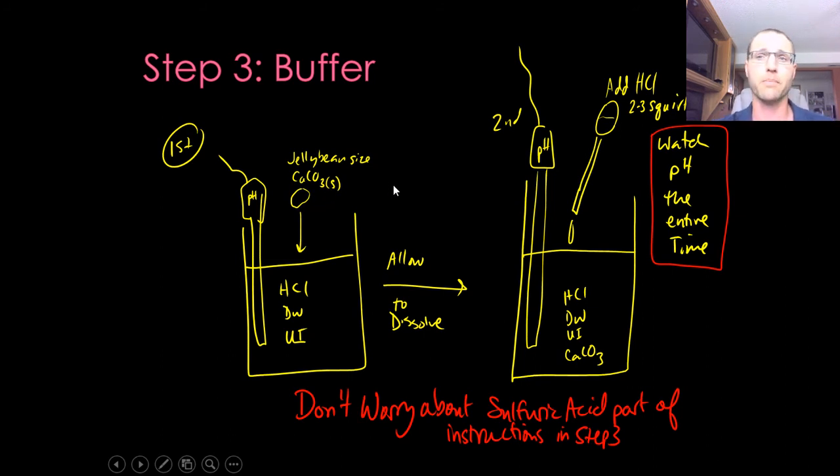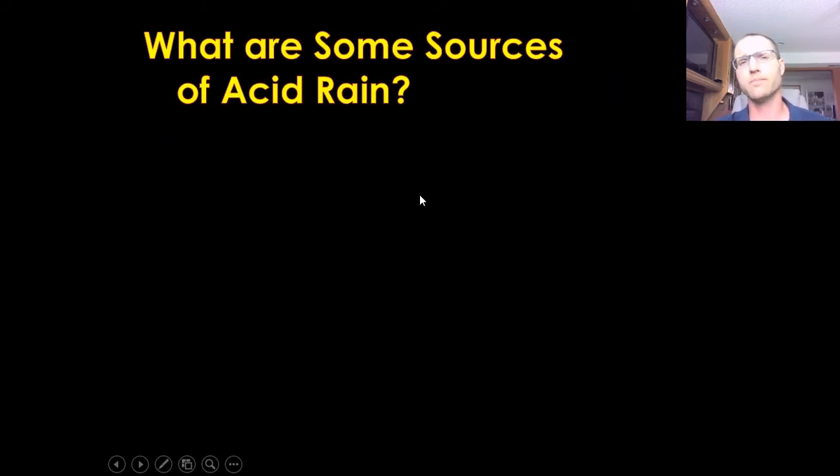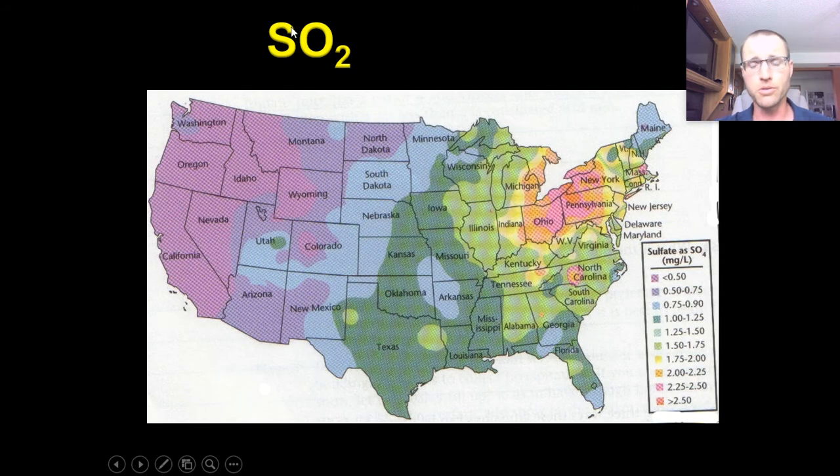And you use buffers in your body, and they use them in the ocean, which we'll see in just a moment, right? So what are some sources of acid rain? Well, one of the biggest sources is this thing called SO2. And SO2, sulfur dioxide, comes from, you can see a map here of sulfate concentrations throughout the United States, which give you an idea of the sulfur dioxide levels.